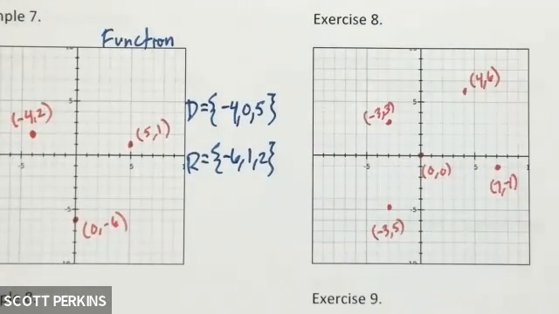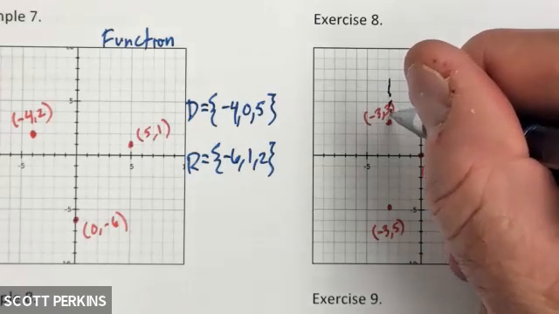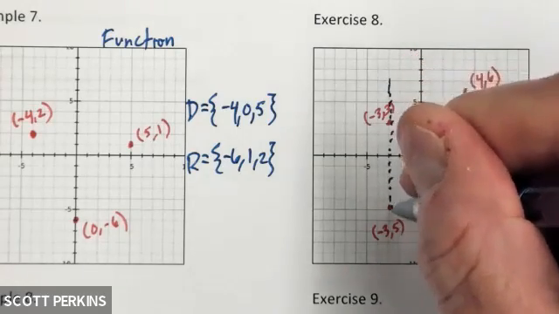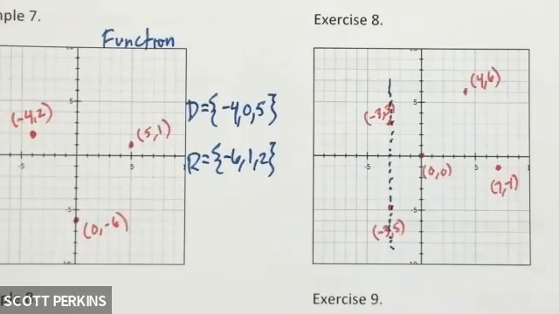Does anyone remember the test? I'm sure you do. Vertical line test. And the reason the vertical line test tells me if something's a function or not a function is notice when I draw a vertical line right here, how many times does that vertical line hit the graph? Twice. It hits it at once at each of the different y values.